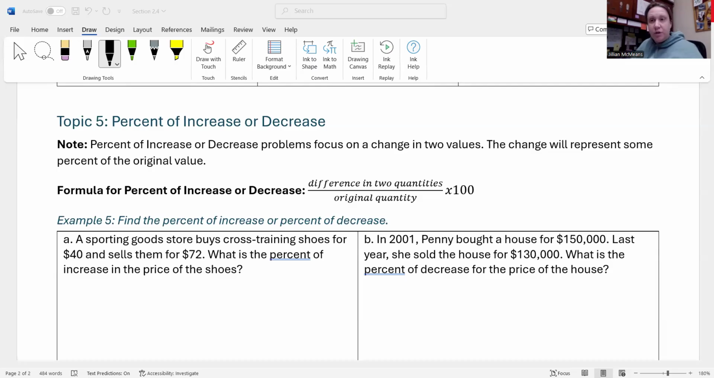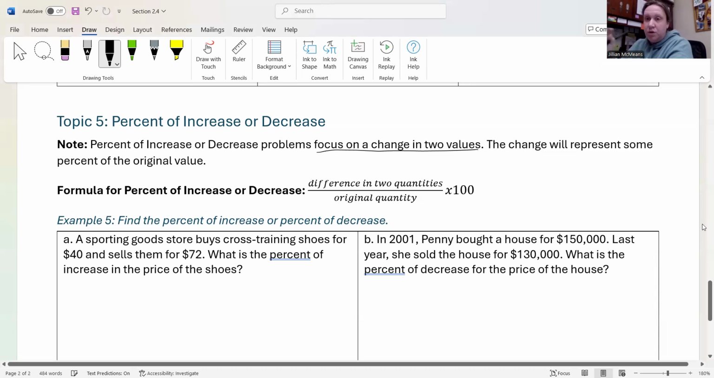Last up for this worksheet, we're going to look at percent of increase or decrease. This is kind of an application of the percent formula, but it's got a little extra something to it. Note, percent of increase or decrease problems focus on a change in two values. That's really important. You're looking at a change between two numbers.